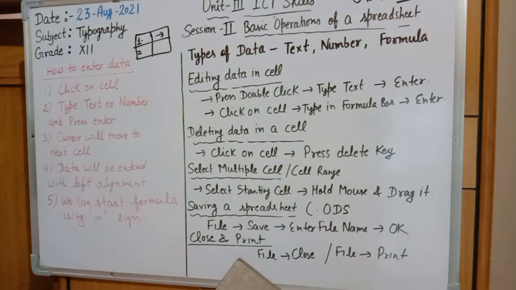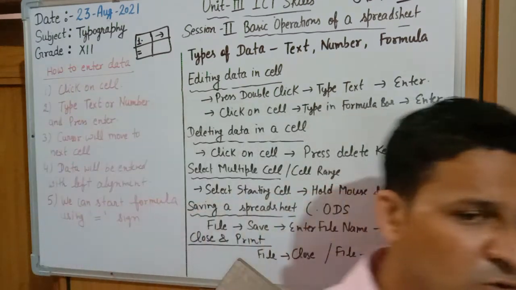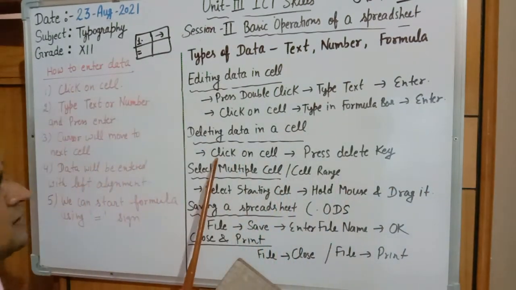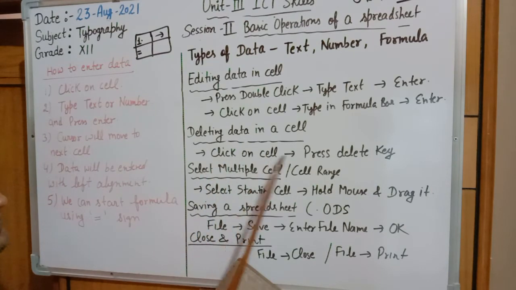Next is deleting data in a cell. How to delete a record or a data? Just select the cell you want to delete, click on it and press the Delete key from your keyboard. Your data will be deleted.